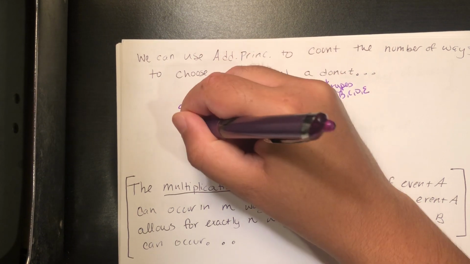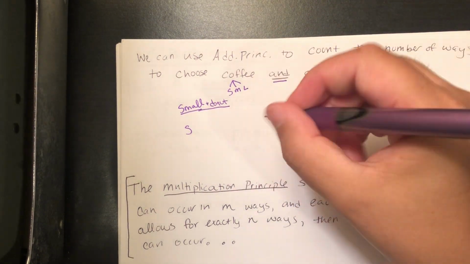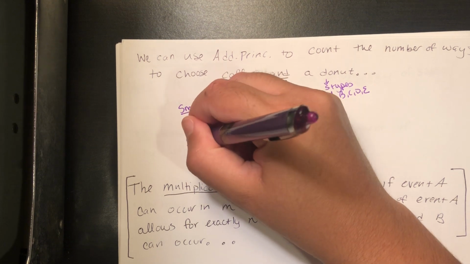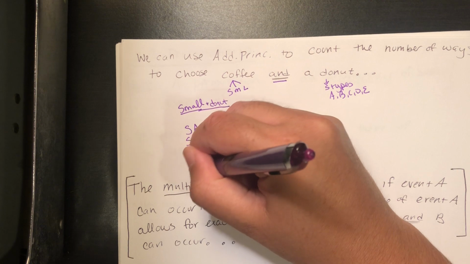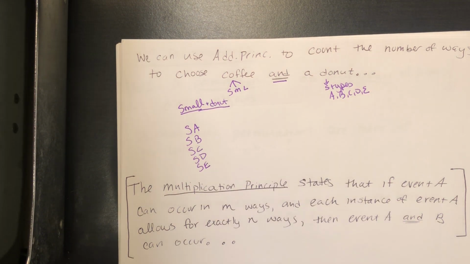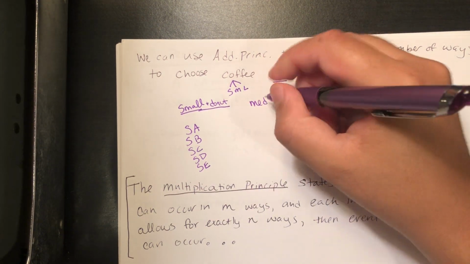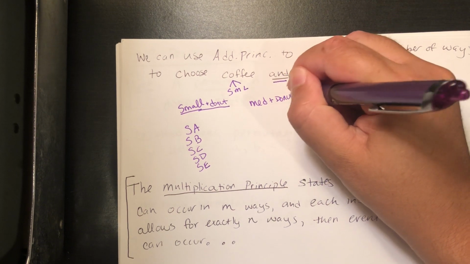How many ways can you choose a small coffee and a donut? Well, you could choose a small coffee and donut A, or small coffee and donut B, or small coffee and donut C, or small and D, or small and E. So there's 5 ways.